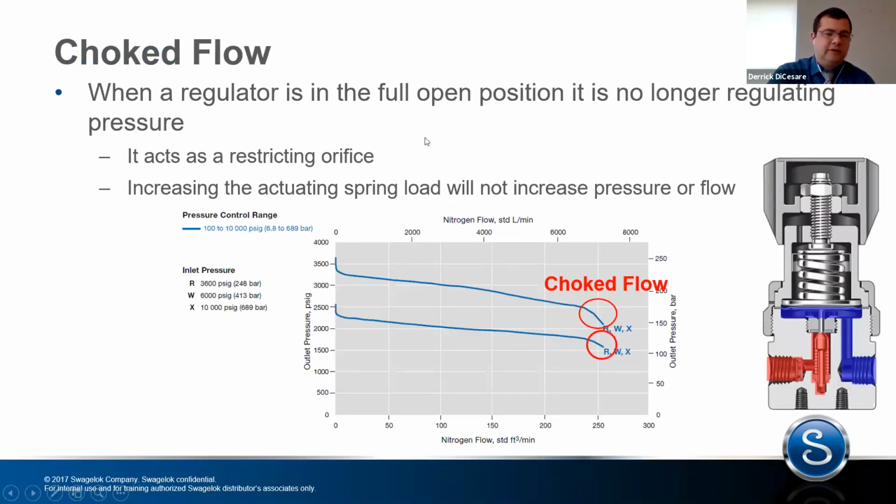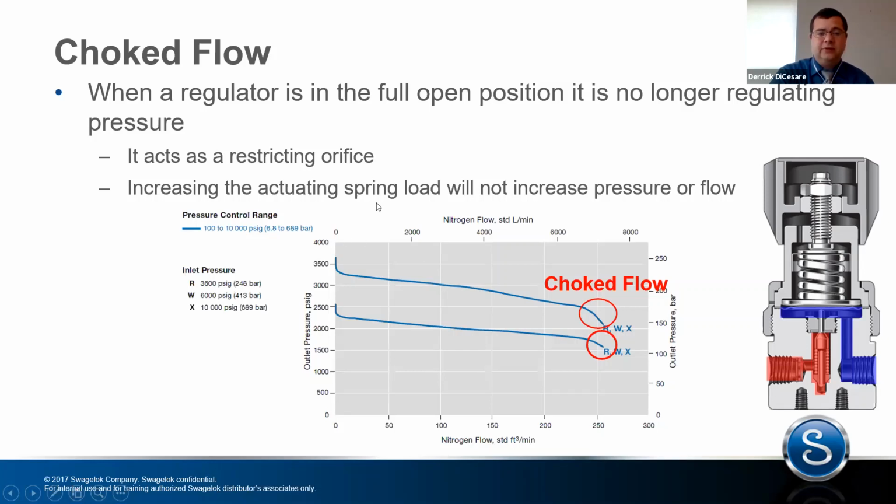Choke flow. Choke flow was that shaded area that we talked about earlier in that overview. This is when a regulator is in its full open position. At that point, it's not regulating pressure. It's acting as a restricting orifice. Another thing to think about is that the CV value that's published is going to relate to this choked flow condition. When you see this relatively flat line, as soon as that tapers off and goes more vertical than horizontal, that's when you're in choked flow. That's not where you want to size a regulator.